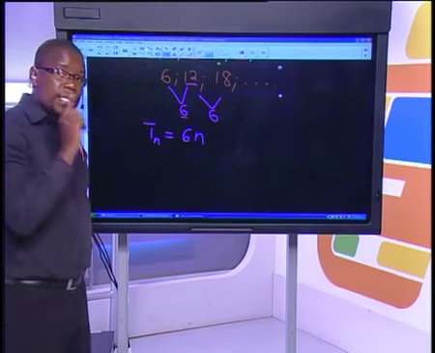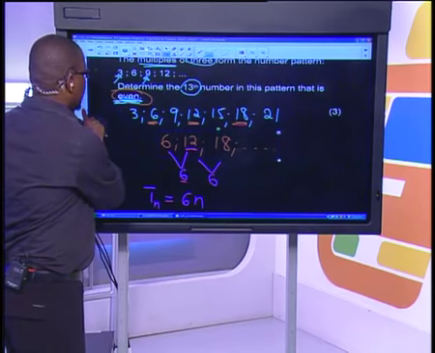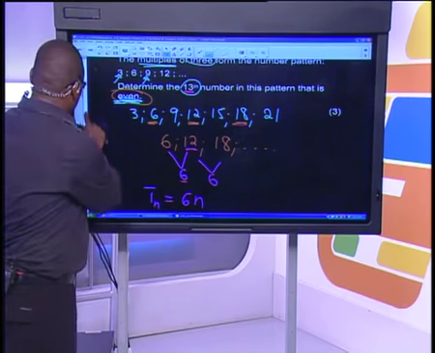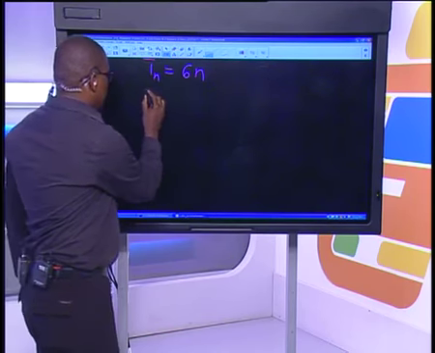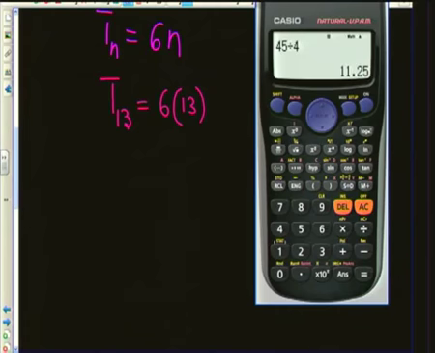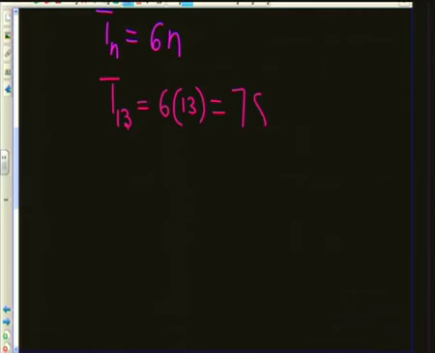Now, guys, to answer the question, you've got to find the 13th term of this sequence. What you do is you will say this is T13 equals 6 bracket 13. Now, you work it out using your calculator. 6 multiplied by 13 gives us 78. So term number 13 of this sequence is 78. All right, so you've answered that question.